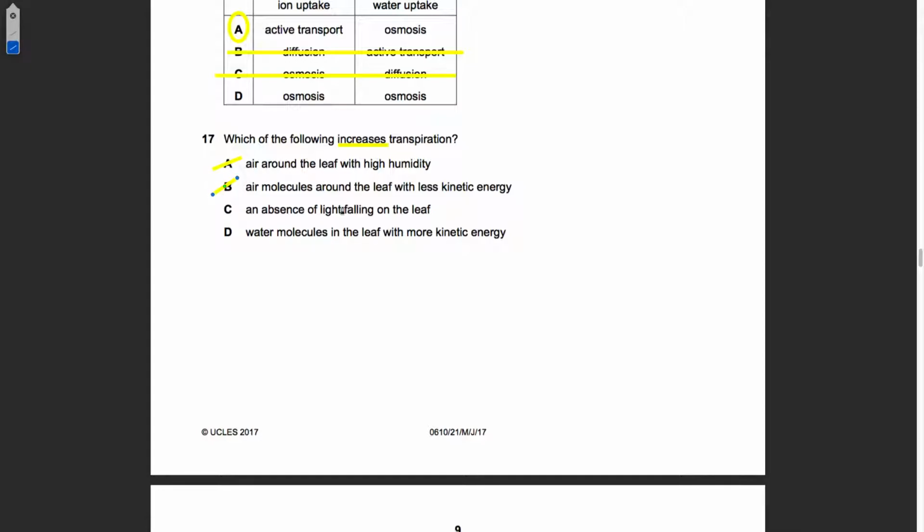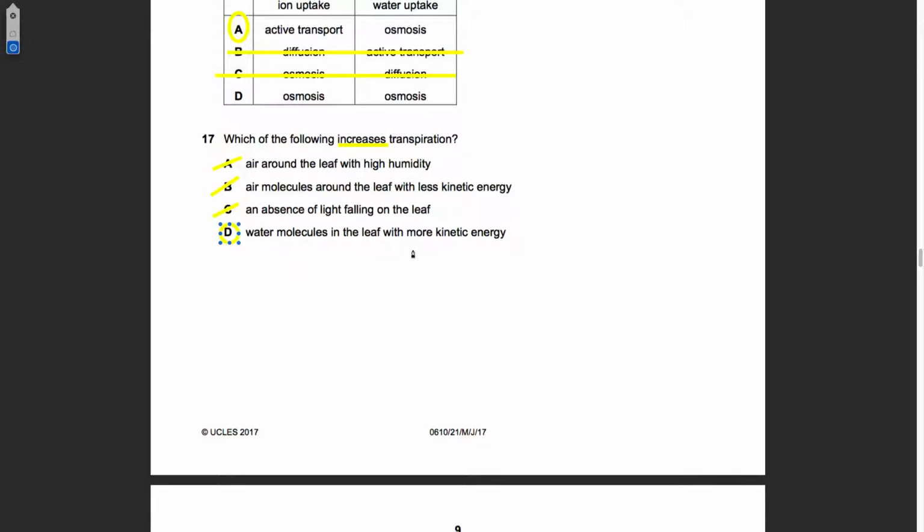So that's a no-no. An absence of light falling on the leaf. Now, when there isn't light on the leaf, the stomata tend to close to try and prevent too much water loss. Therefore, that would decrease transpiration because if the stomata are closed, the water can't get out. And finally, well, we've kind of done it already. We've eliminated the other three. So D is the answer.